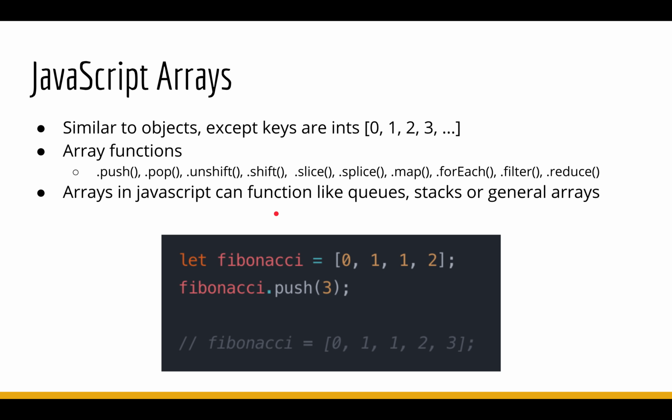JavaScript arrays come with a lot of built-in functions that are very useful for developers. I've enumerated them here: push, pop, unshift, shift, slice, splice, map, forEach, filter, reduce. Some of these should look pretty familiar from other standard programming languages, but we'll dive into some of the more important ones in a separate video. And the cool thing is, because it has all these built-in things, you can use JavaScript arrays to act like queues or stacks or just like a regular array. They're very, very flexible, very useful.